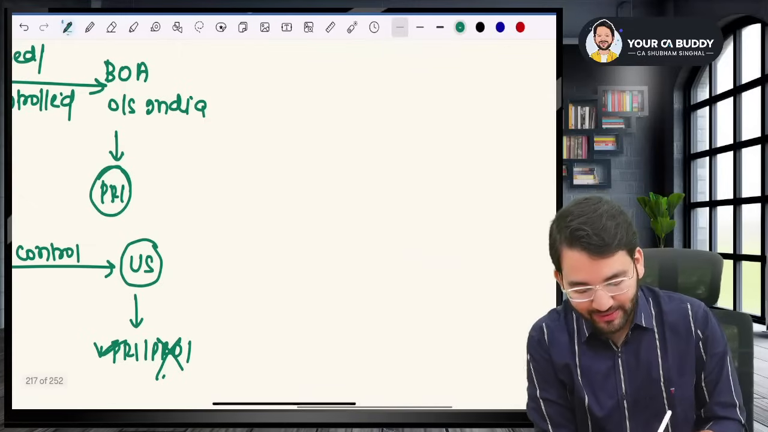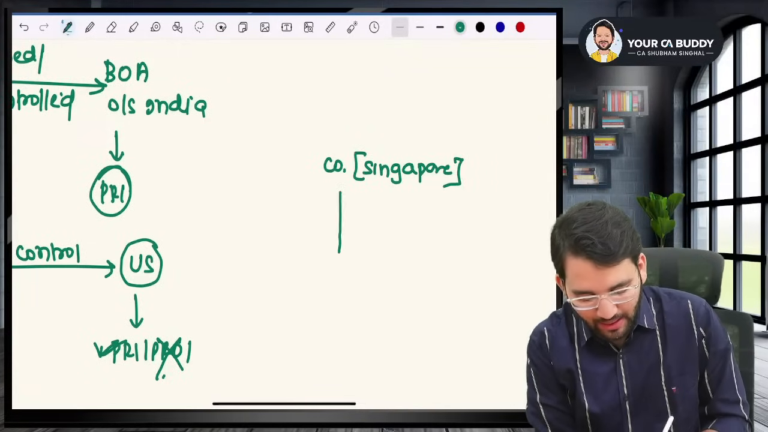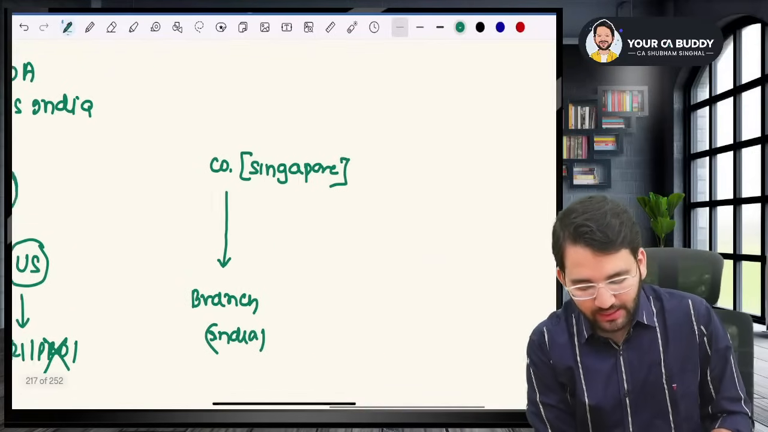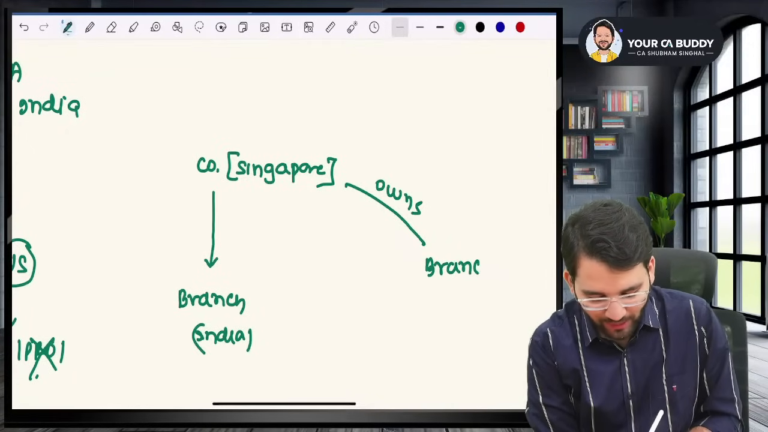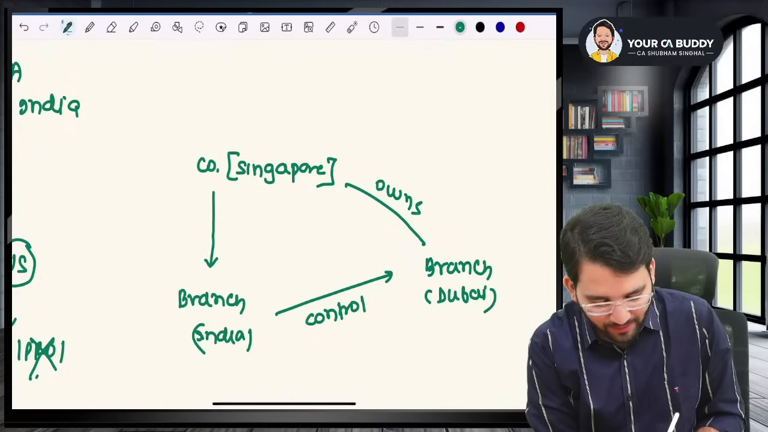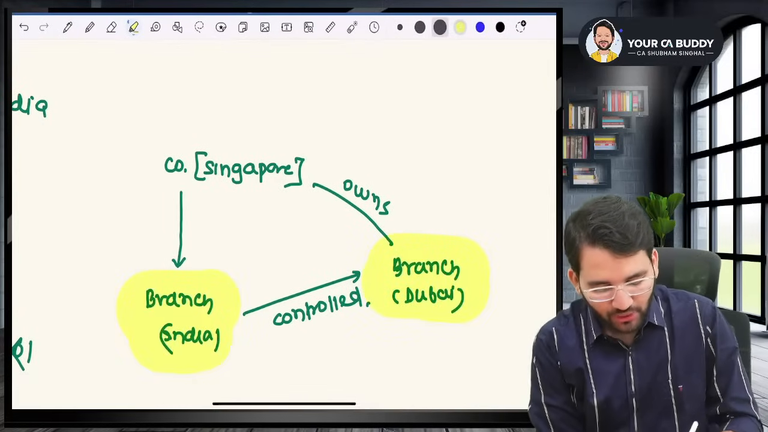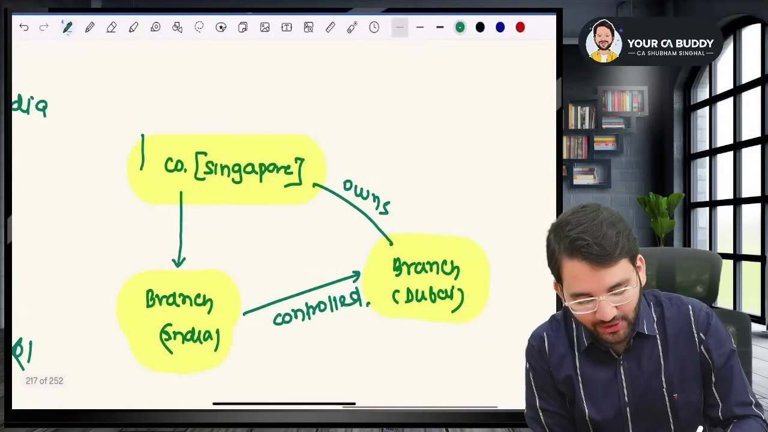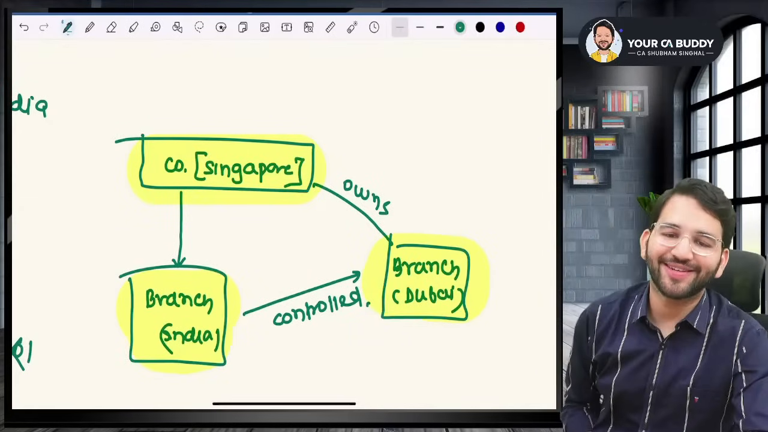I'll ask you an exam question, sir. There's a company which is in Singapore. It has a branch which is in India. The company also owns a branch in Dubai, and that branch in Dubai is controlled by this Indian branch. So the company in Singapore has a branch in India and a branch in Dubai. Can you tell me the residential status of this company, this branch, and this branch?